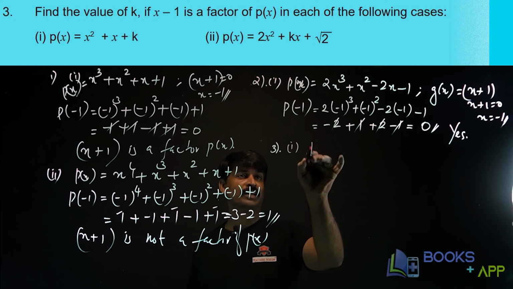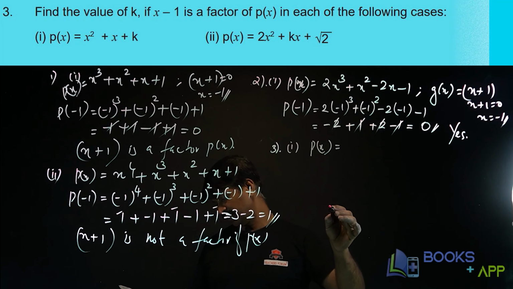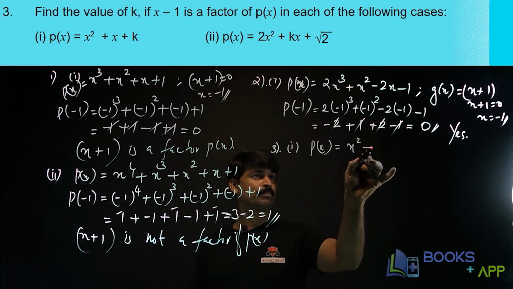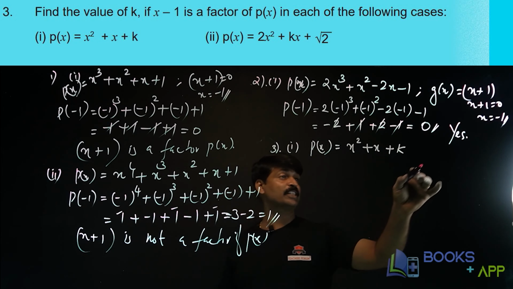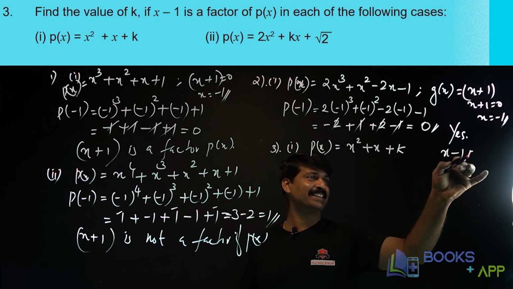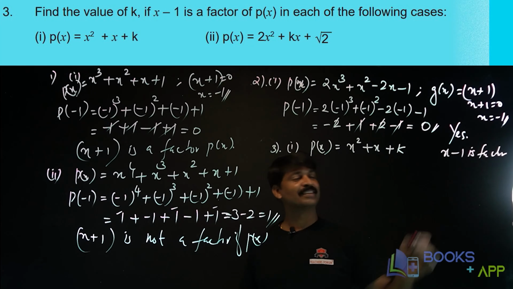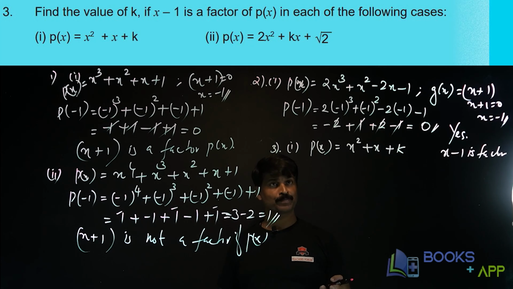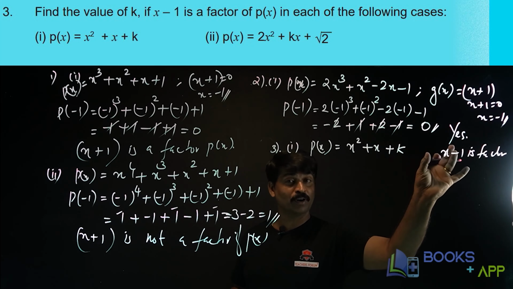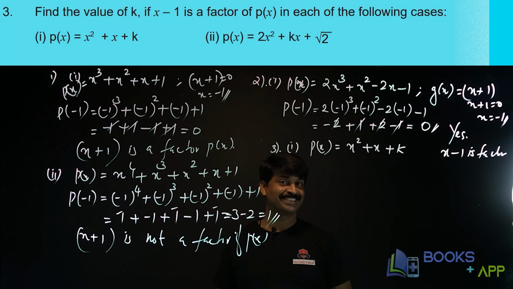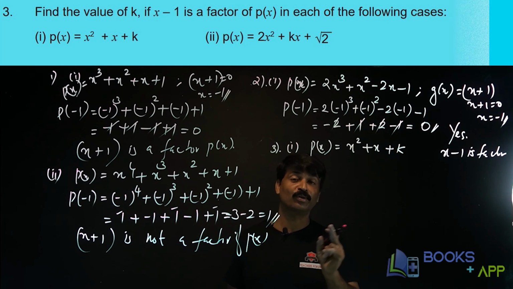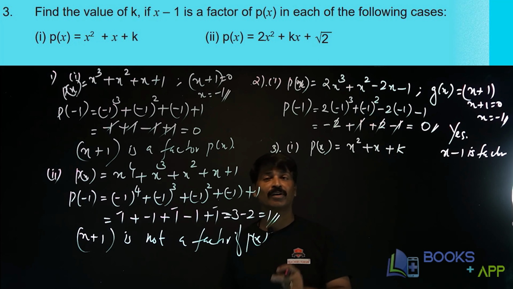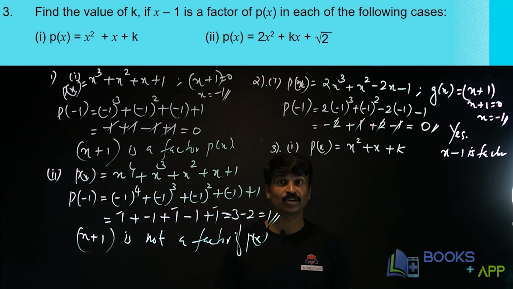So you are given the first polynomial, p of x is equal to x square plus x plus k. It's a polynomial. It is given that x minus 1 is a factor. So, if x minus 1 is a factor, when you divide this polynomial by this polynomial, what will be the remainder, children? Since x minus 1 is a factor, the remainder will be 0. I repeat, 4 is a factor of 20 because when you divide 20 by 4, the remainder is 0. So, if the remainder is 0, it is a factor.